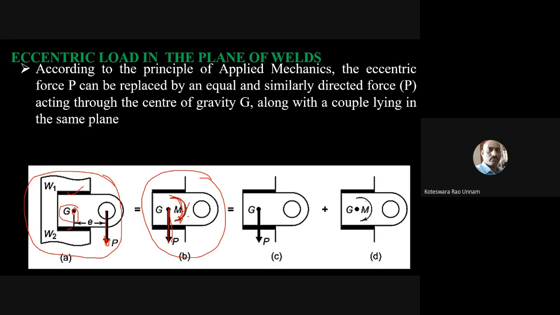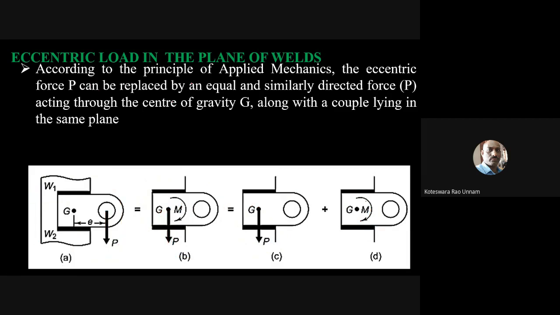Here we'll use the principle of superposition. That means the effect of these combined loads is nothing but the effect of the primary force or direct force plus the effect of the moment. That is what we call the principle of superposition. Instead of directly calculating the combined effect of force and moment, we calculate individually the effect of force P and the effect of couple M. Then we add those two so that we get the net or resultant effect. That's what is shown in this picture.